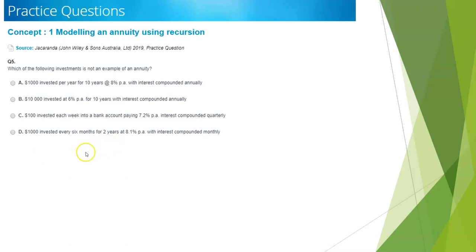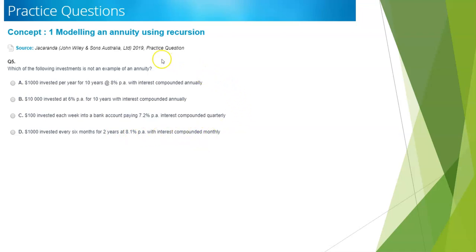Okay, last question in this section. So, which of the following investments is not an example of annuity? So, we'll read through them first. A, $1,000 invested per year for 10 years at 8% interest compounded annually. B, $10,000 invested at 6% per annum for 10 years with interest compounded annually. C, $100 invested each week into a bank account paying 7.2% interest compounded quarterly, and D, $1,000 invested every 6 months for 2 years at 8.1% with interest compounded monthly.